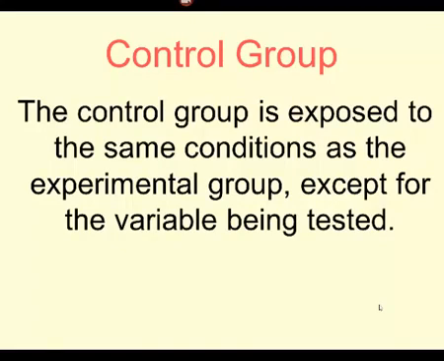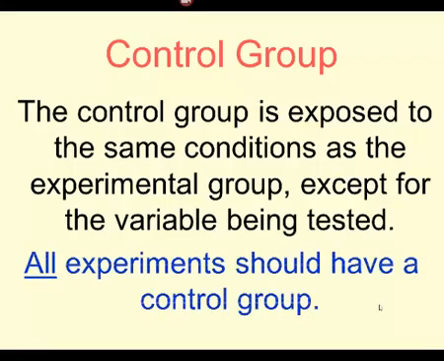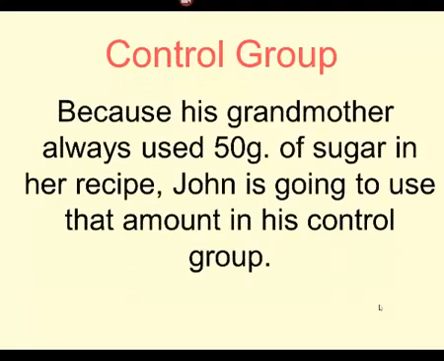So the control group is exposed to the same conditions as the experimental group, except for the variable being tested. So the one thing being changed, and again in this experiment, the one thing being changed is the amount of sugar. Everything else must remain the same. Those are called constants. So all experiments should have a control group. Because his grandmother always used 50 grams of sugar in her recipe, John is going to use that amount for his control group. He's going to say that the control group for my experiment is baking a loaf of bread that has 50 grams of sugar added to it.